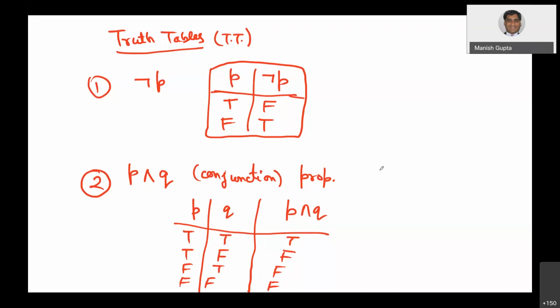Example: P statement could be today is Friday, and Q is it is raining today.